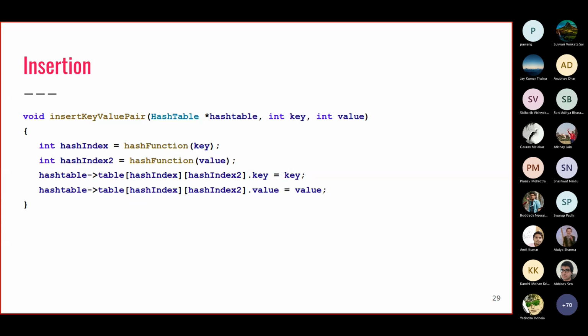Now insertion is like this. We are taking the hash table, the key, and the value, and first from the key we are getting the hash index. Previously we got the hash index based on the key only, not considering the value, but here for the value we are also getting hash index 2, which is the second hash index. Now for each hash index and hash index 2 position of the table, we are setting the key and value with the respective key and value. That is the insertion.